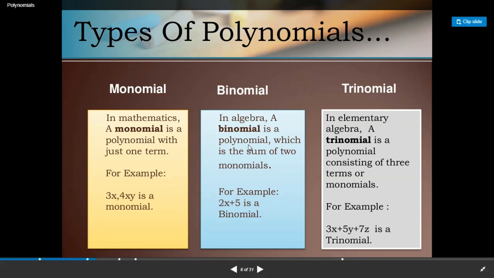Binomial is a polynomial which is the sum of two monomials. Example: 2x plus 5. These are two different terms, so when they combine, they form a binomial. In the same way, trinomial is a polynomial consisting of three terms or monomials. Example: 3x plus 5y plus 7z.